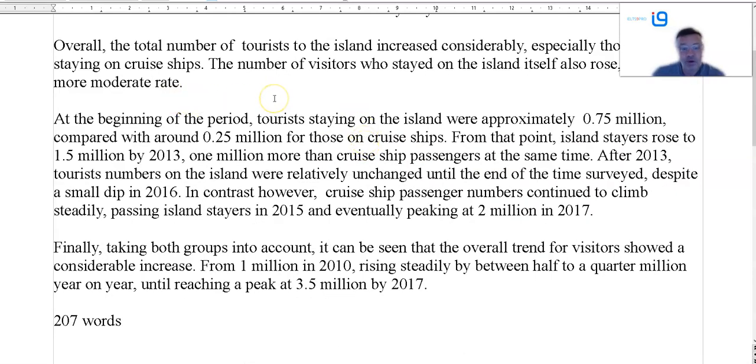So, at the beginning of the period, tourists staying on the island were approximately 750,000, compared with about 2.5 million for those on the ships. From that point, the island stayers rose to 1.5 million by 2013, 1 million more. So we're making a comparison here because we're progressing up through the chart and through the time. 2010, 2013, 2017.